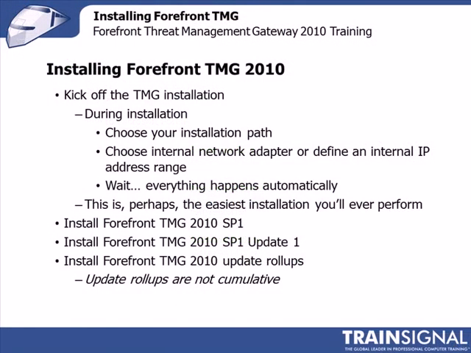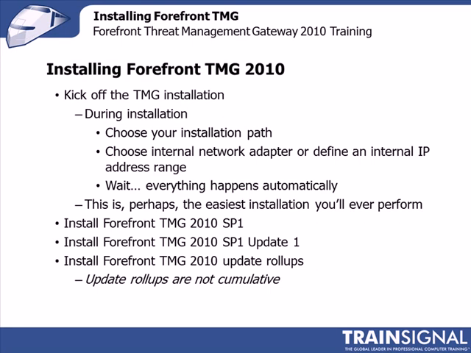Now we're on to the real bread and butter, installing Forefront Threat Management Gateway, and we're going to kick off the Threat Management Gateway installation in just a minute for Global Mantics. During the installation, you have very little to do. You have to choose the installation path, choose the network adapter that's going to be the internal network adapter, or define an internal IP address range for Threat Management Gateway so it knows which machines are going to be the internal protected machines. And then you wait. Everything else happens automatically. There's not a whole lot to do with the installation. Like I said, this is really one of Microsoft's easiest to install pieces of software, and it's really impressive what they've done.